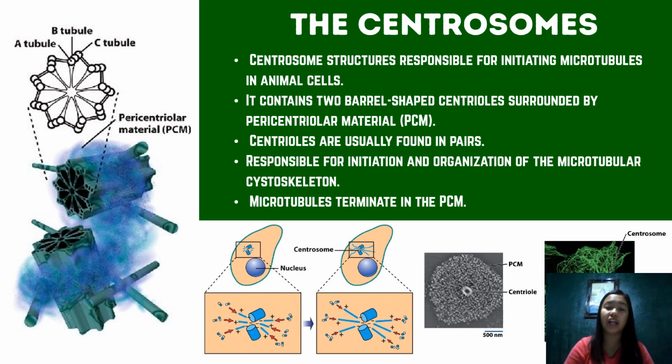And it is essential for microtubular cytoskeleton initiation and organization, consisting of two barrel-shaped centrioles surrounded by pericentriolar material or PCM. So, the centrosome recruits PCM to form a new centrosome where centrioles embed. With a nine-fold symmetry, centrioles nucleate microtubules, and during duplication, daughter centrioles form at right angles.